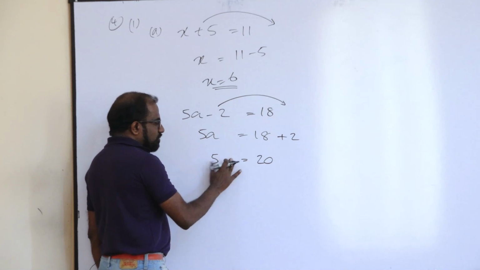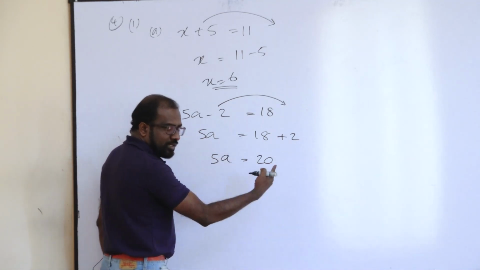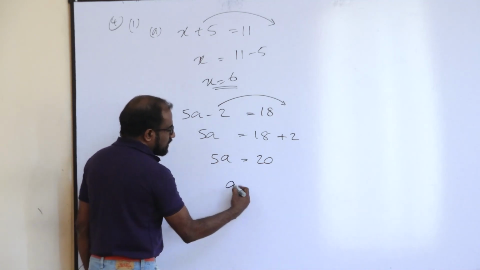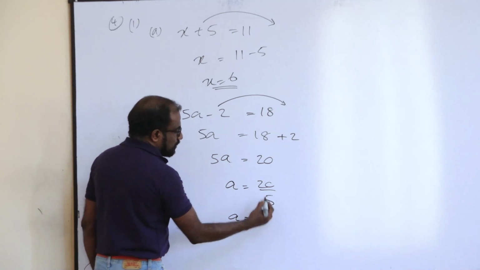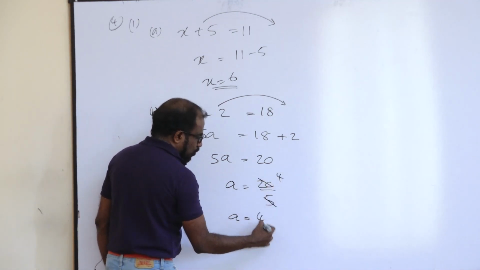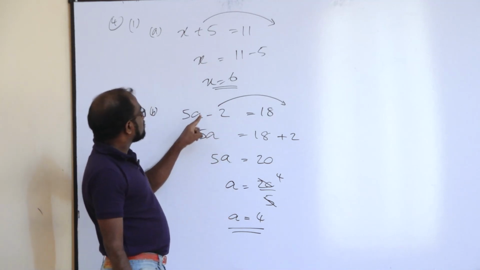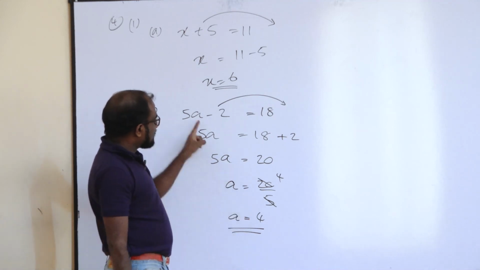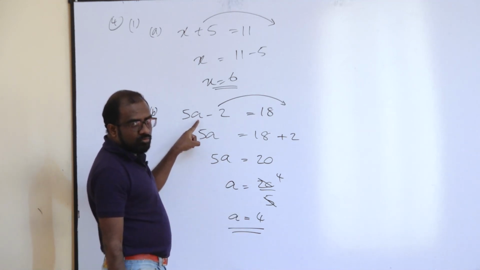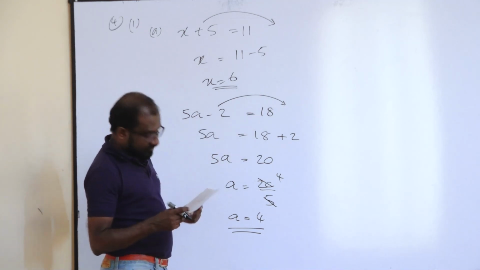Now remove 5. What is the mathematical function between 5 and a? Multiply. 5a is 5 multiplied by a. Multiply by 5 goes to the other side as divide by 5. What is the answer? 4. a equals 4. To check, substitute 4 for a. 5 times 4, 20. 20 minus 2, 18. That is correct.